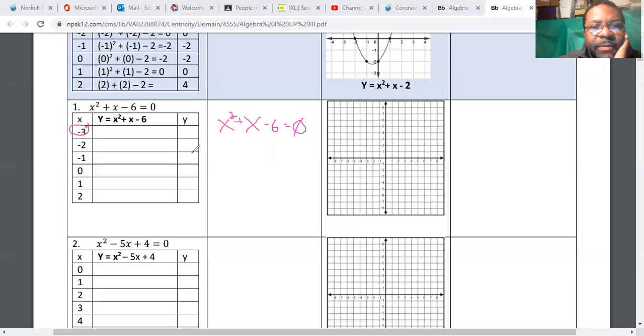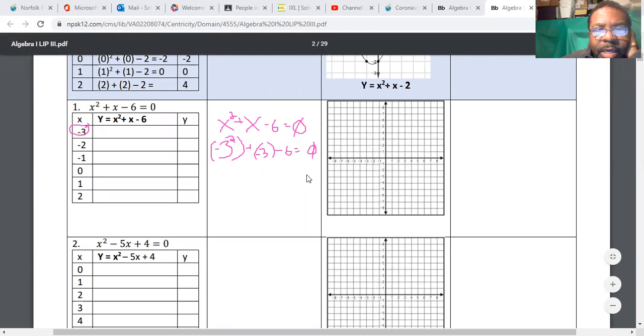So if x is negative 3, that's negative 3 squared. We'll put that in the parentheses, plus negative 3 minus 6 equals 0. Okay. All right, so in our handy dandy calculator, we can do negative 3 squared, 9, okay?